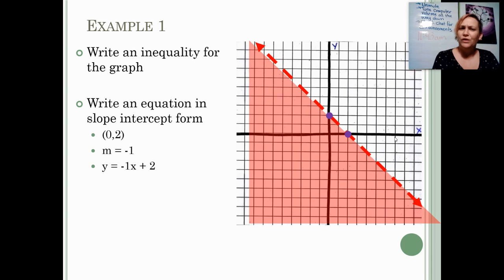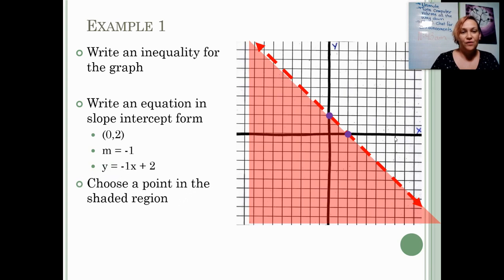Now, I'm not looking for an equation in this problem. I don't want something with an equal sign because, again, I have some shading, I have a dotted line. I don't even want an equal sign at all with a dotted line. So now we're going to take it that one step further, and we're going to try to figure out what the inequality is.